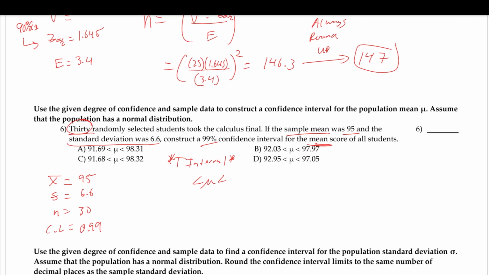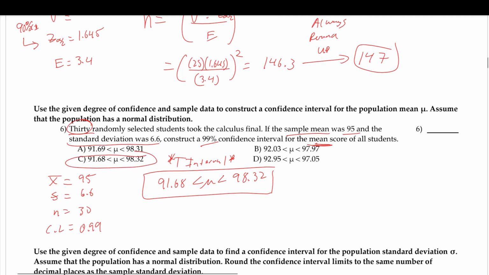Okay. If we run this through t-interval on your calculator, then we get 91.68 as our lower bound and 98.32 as our upper bound. Okay, and make sure you round to 2 decimal places, that way it matches up with the multiple choice answer. And in this case, we get answer choice C.